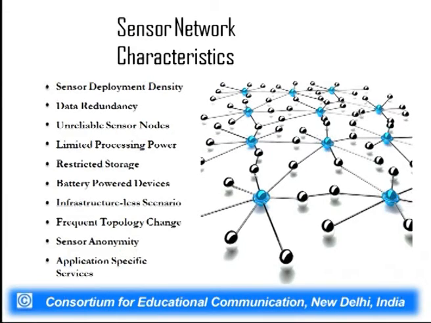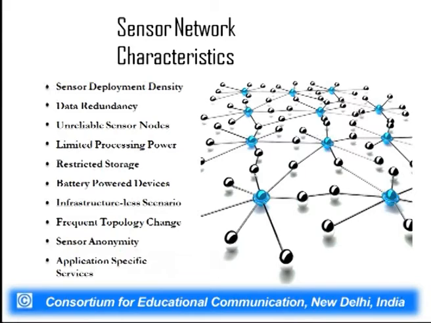Now we have sensor network characteristics. Every wireless network has some characteristics, and a sensor network, being a special kind of wireless network, has its important properties. The first is sensor deployment density. This is all about what amount of nodes are being deployed over a given unit area. So depending upon the density, we can have different interpretations of the network layout.